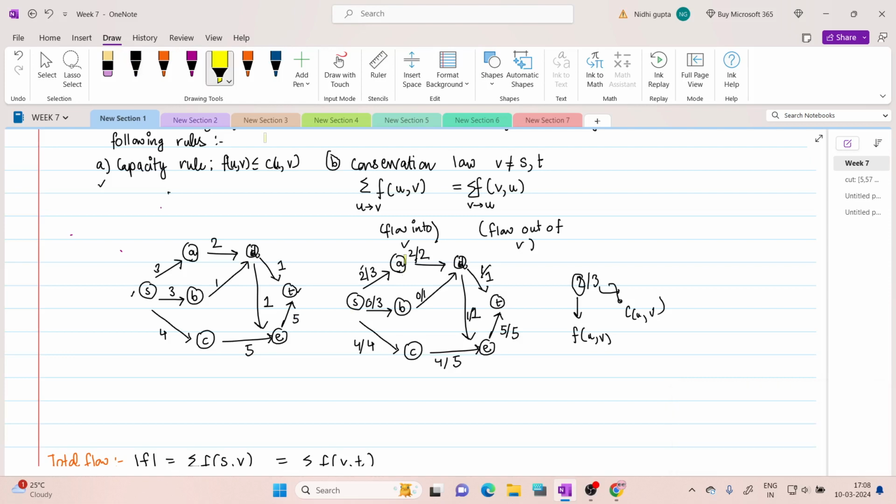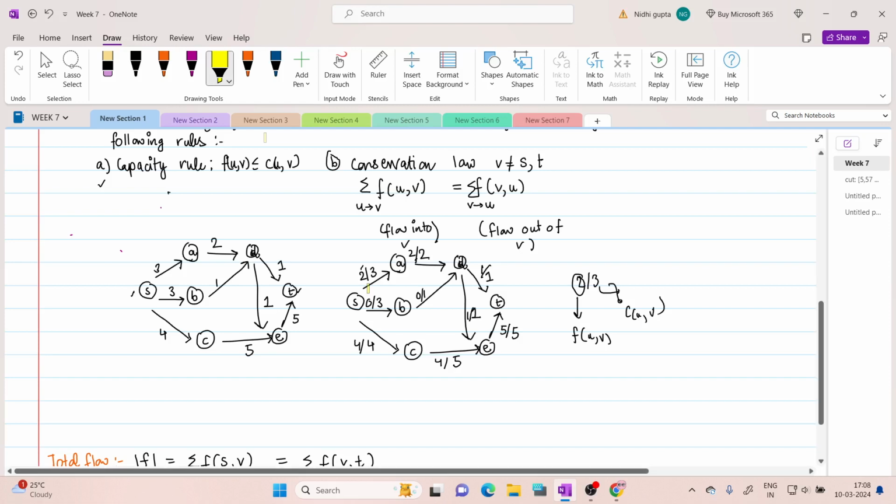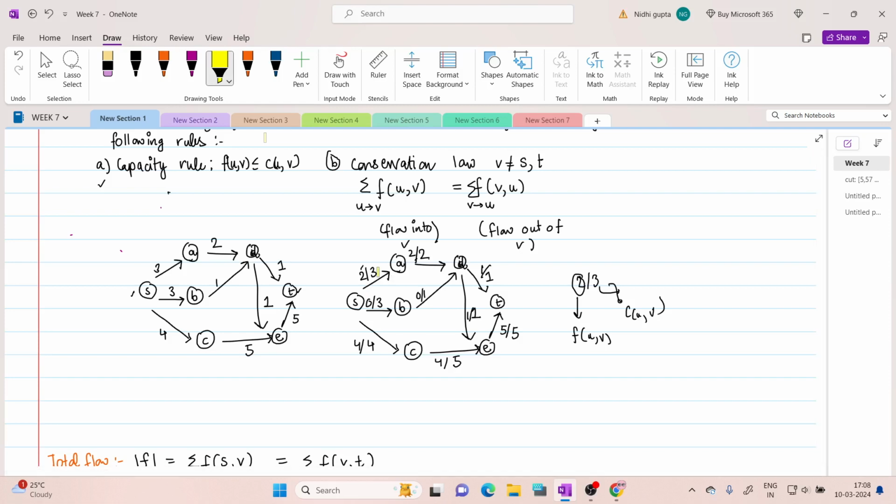If we look at vertex A, what is the inflow in A? It is 2, because there is just one edge coming into A, and similarly the flow out of A is also 2. So for A, this is right. What about D? What is the inflow in D? 2. There are two edges, but this edge is contributing 0, so 2. And the outflow is also 2, because we have DT and DE. So for D also the conservation law is satisfied, and similarly for B, 0 and 0.